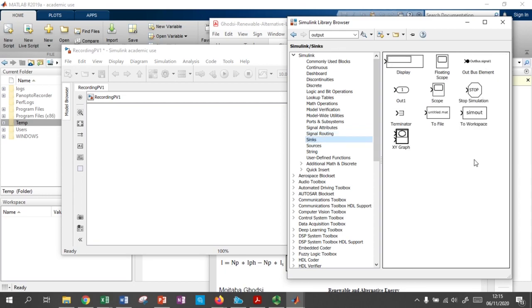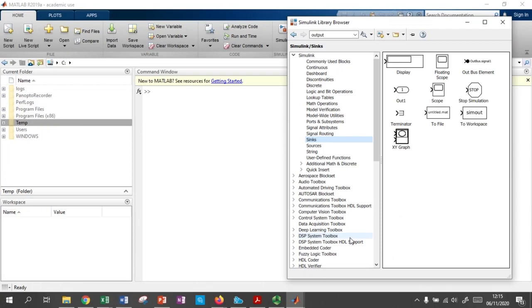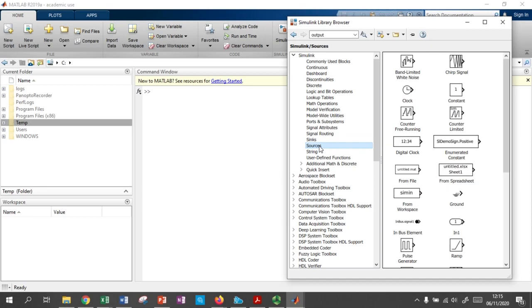In the sinks you can find a lot of sinks. In order to display something, you can use an oscilloscope, you can use an XY graph, you can save the output to your workspace that I explained here. This is a workspace. All the data output from Simulink will be gathered in your workspace in the MATLAB environment. Then this is a source.